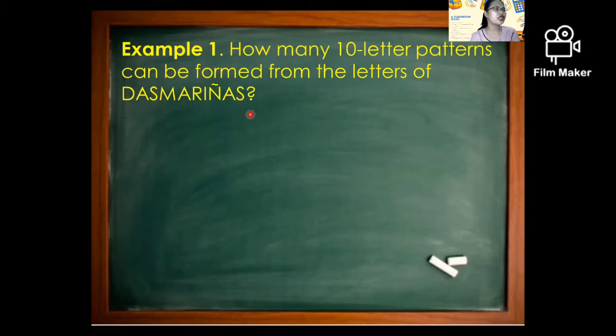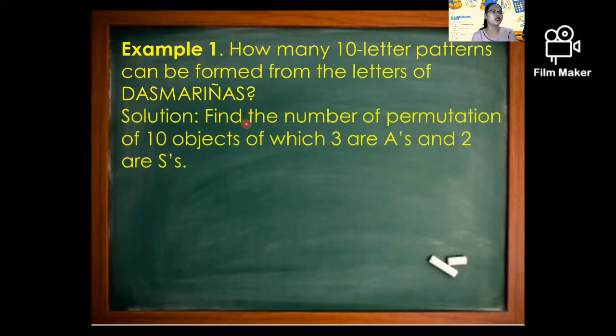Okay? So, ang gagawin muna natin, identify natin yung mga naulit. Ang solution daw po, find the number of permutations of 10 objects of which 3 are A's and 2 are S's. Okay? So, tatlo daw yung A, dalawa yung S out of 10 objects or 10 letters. So, para mas madalian kayo, ang gawin nyo, kung ano yung mga umulit na letters, yun ang gawin ninyong denominator. Yung n factorial, that is the number of objects.